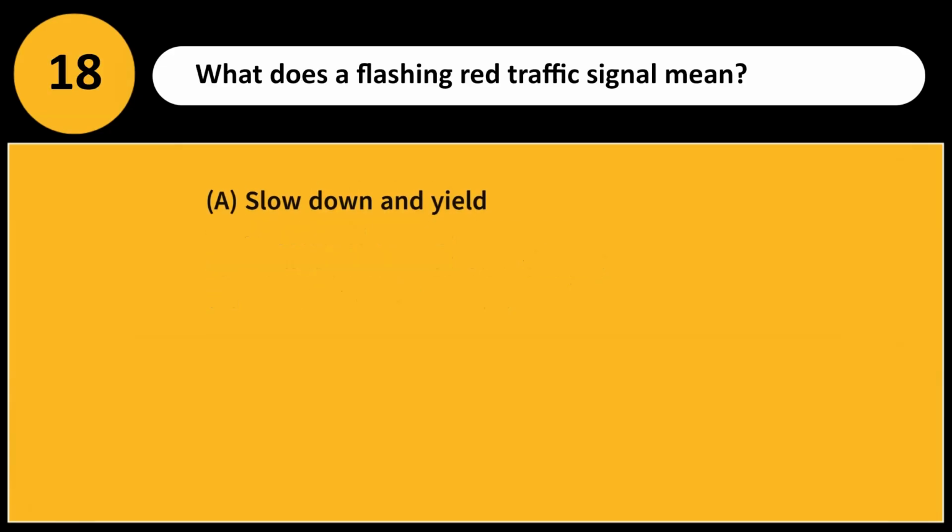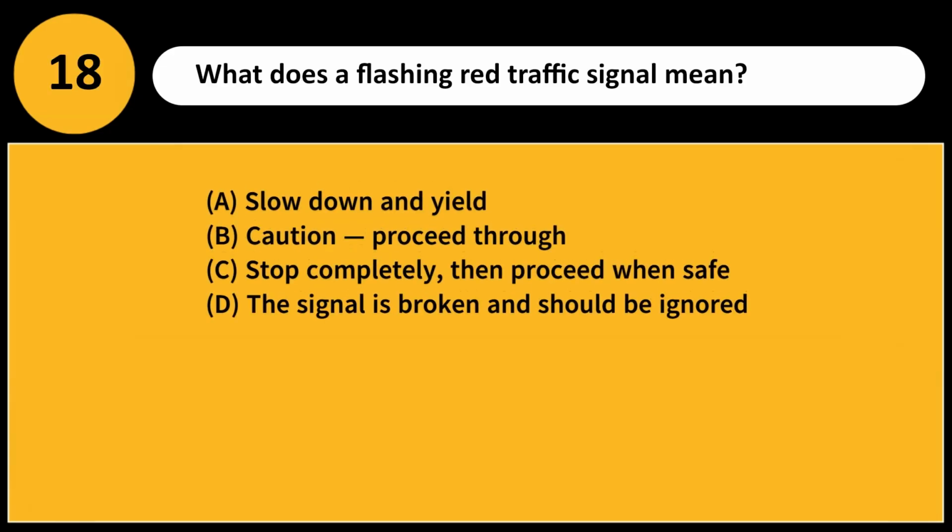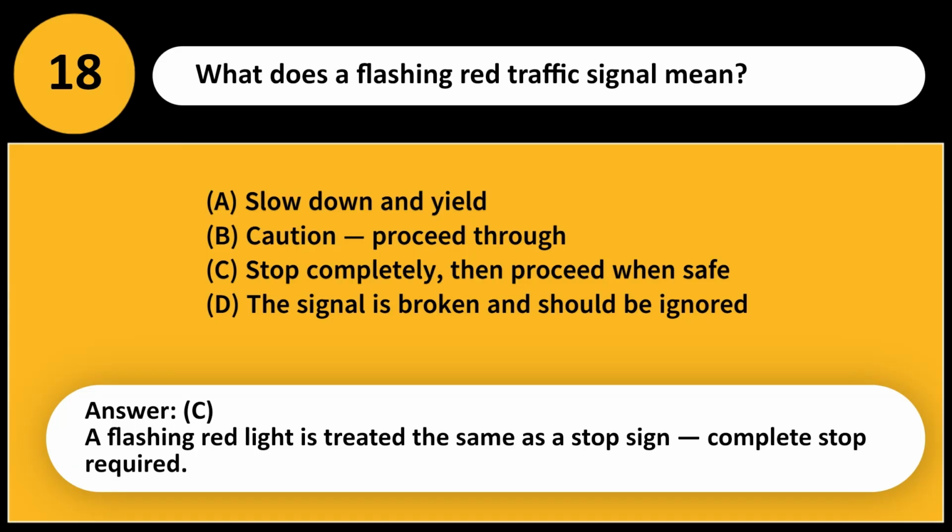What does a flashing red traffic signal mean? A. Slow down and yield. B. Caution, proceed through. C. Stop completely, then proceed when safe. D. The signal is broken and should be ignored. Answer, C. A flashing red light is treated the same as a stop sign, complete stop required.